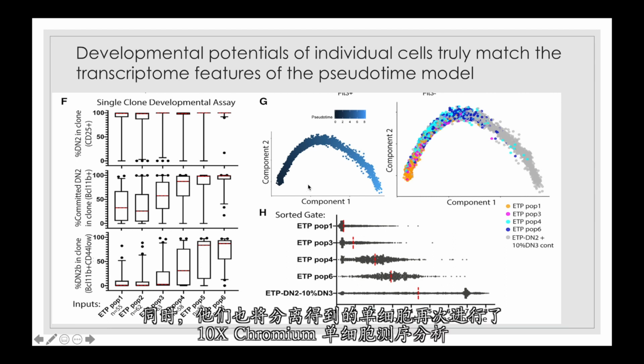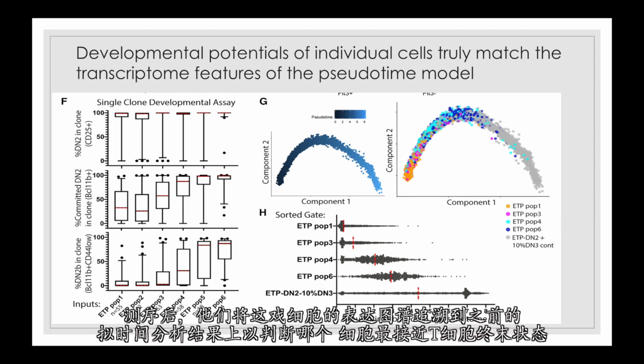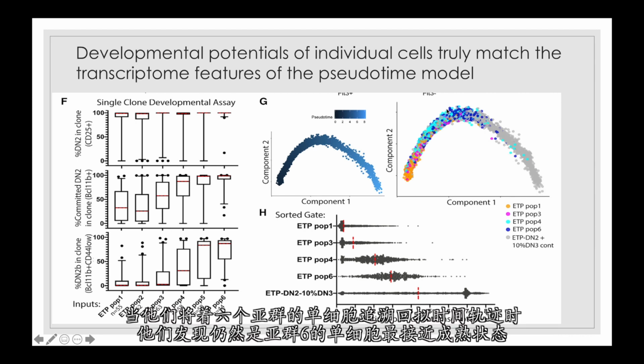They are also trying to isolate single cells from the 6 populations and perform 10x chromatin single cell sequencing. After that, they map the transcriptome expression pattern along the pseudotime analysis to see which one is more advanced toward the end stage. After they map the 6 populations onto the trajectory analysis, they find still that the ETP population 6 has the most advanced status along the whole trajectory.